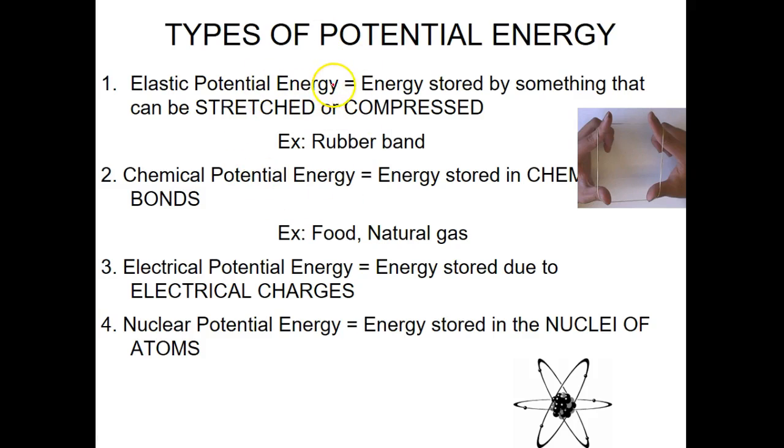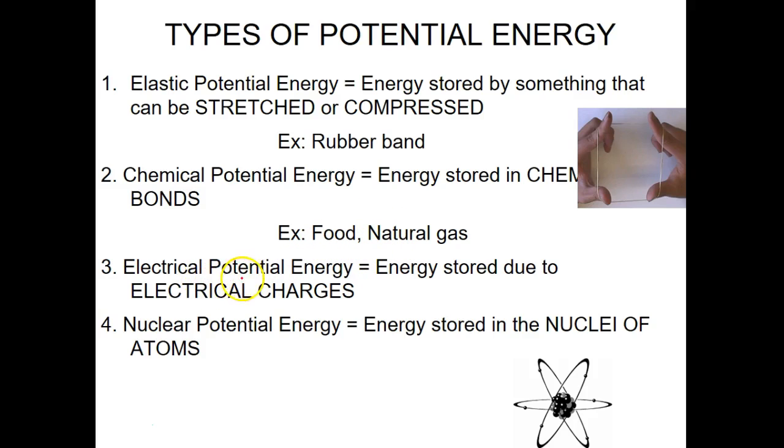So for the types of potential energy there are, one of them is called elastic potential energy. And that's just energy stored by something that can be stretched or compressed. Okay, so like an example, a rubber band. Another type of potential energy is the chemical bond potential energy, and it's just energy that's stored in chemicals. So we use that for food, we use it for natural gas, things that we can use to burn to help us gain energy, or a different form of energy.